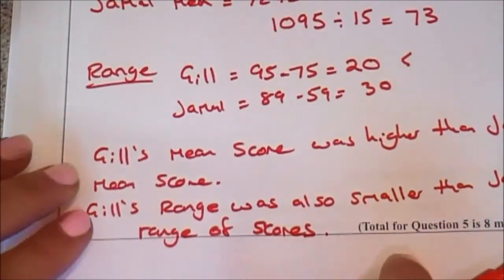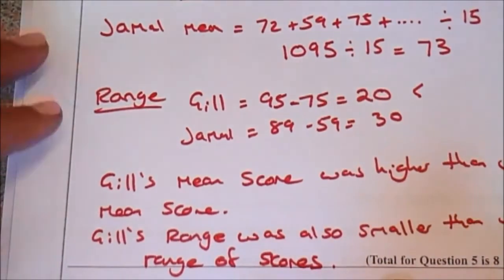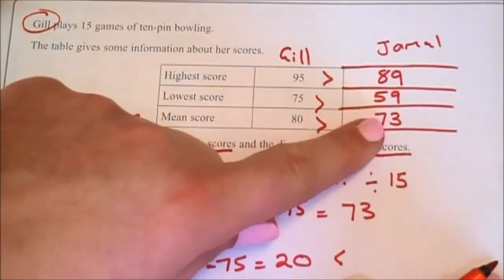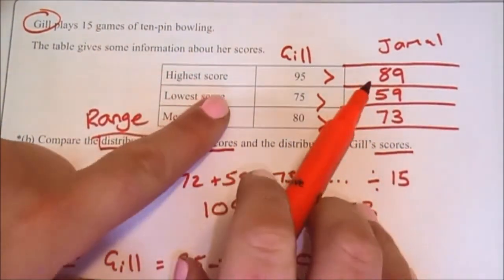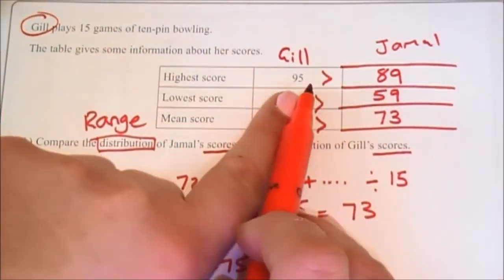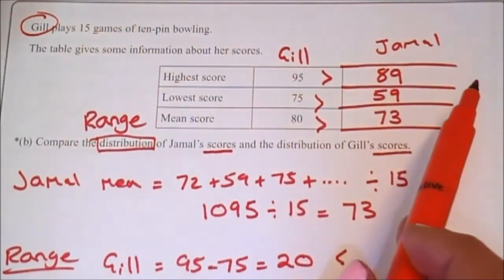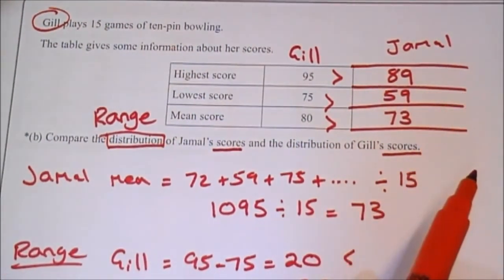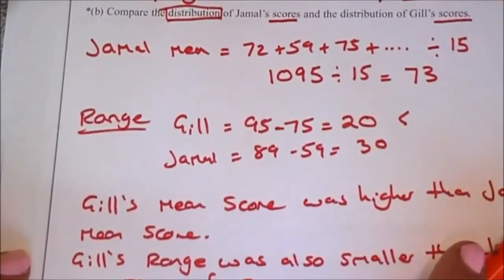Now, if you didn't go and calculate the mean and you didn't go and find the range, then you just lost a lot of marks there. The fact that it's given you the mean should have prompted you to find the mean. However, if you've just done a comparison of Jill's highest score was higher than Jamal's because it was 95 compared to 89, then you can get 1 mark, I think, for that. So let's have a look at the mark scheme now for this.